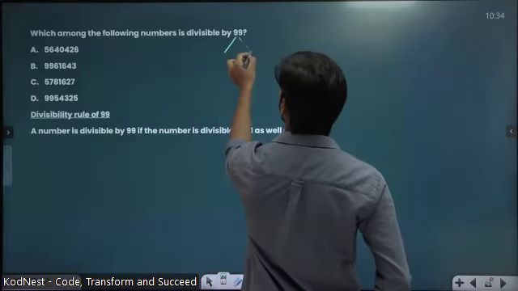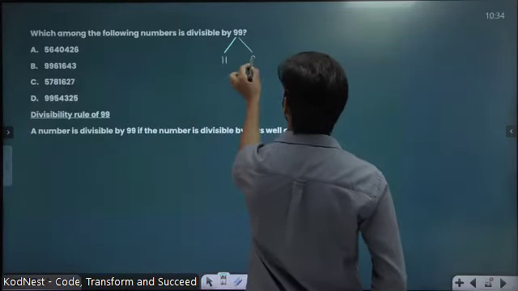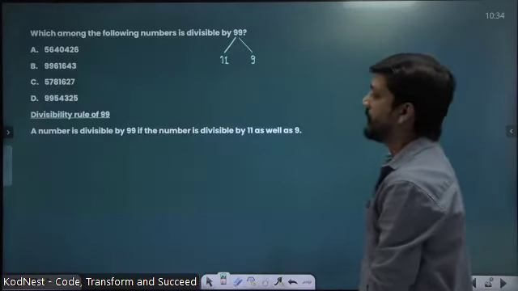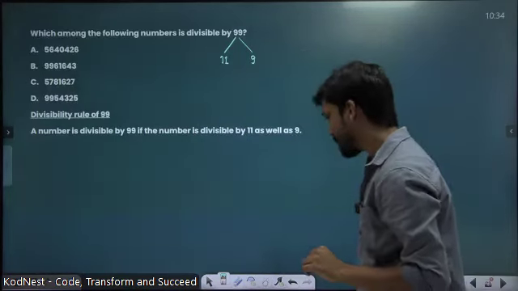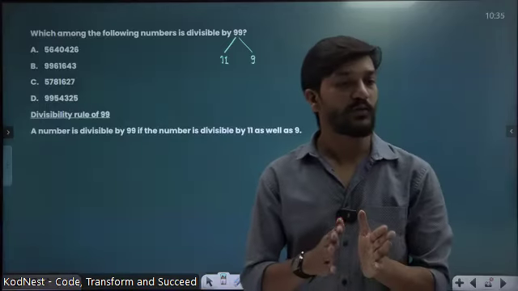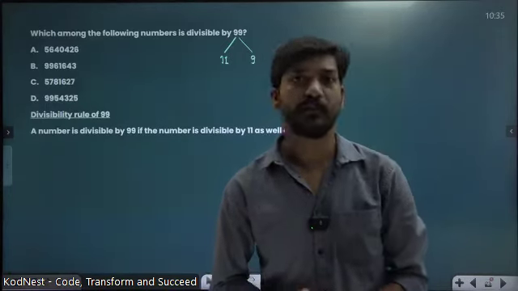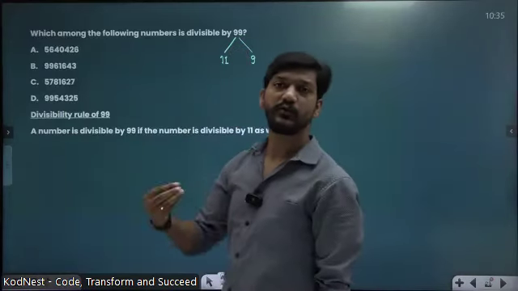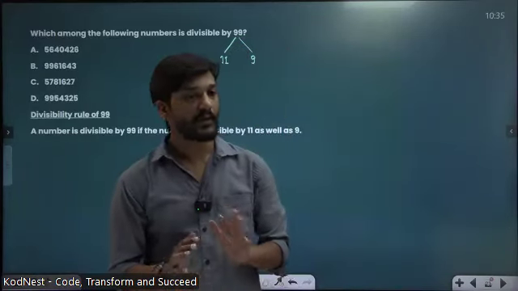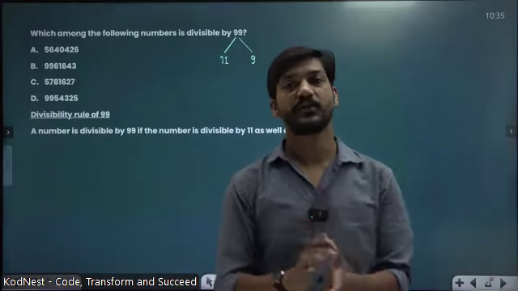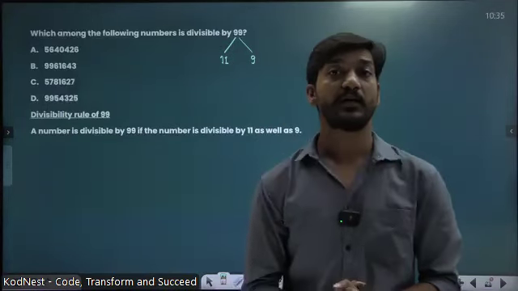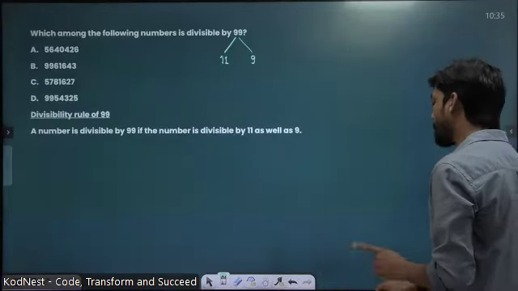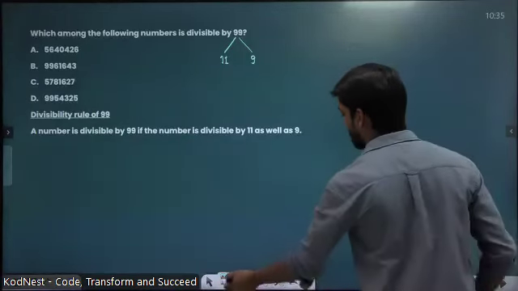99. So for that, I will take 11 and 9. Okay. I have not told you the rule of 11 because that was not useful to calculate the remainder. If I have to calculate remainder for 11, I will use the cutting method. But now it is not a question based on remainder. It is a question based on divisibility. That's why I need to tell you now. So carefully see.